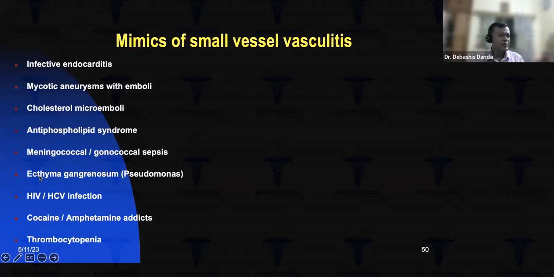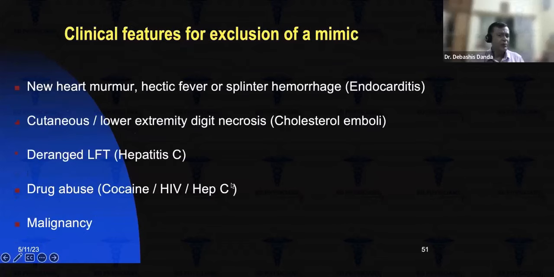Mimics of small vessel vasculitis include infective endocarditis, mycotic aneurysm with emboli, cholesterol microemboli, antiphospholipid syndrome, meningococcal and gonococcal sepsis, ecthyma and pseudomonas infection, HIV, hepatitis C and hepatitis B infection, cocaine and amphetamine addicts, and thrombocytopenia. Although it is a flat purpura, sometimes with severe skin bleed, it may appear like a palpable purpura.